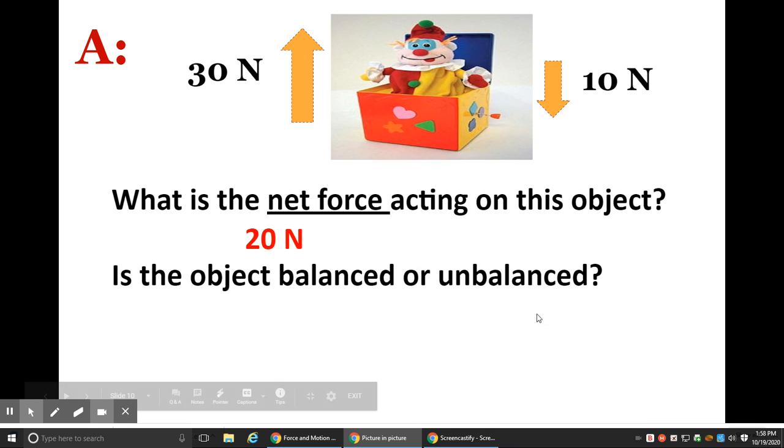Is the object balanced or unbalanced? The object would be unbalanced because we are changing the motion of the object, and the sum is greater than 0.